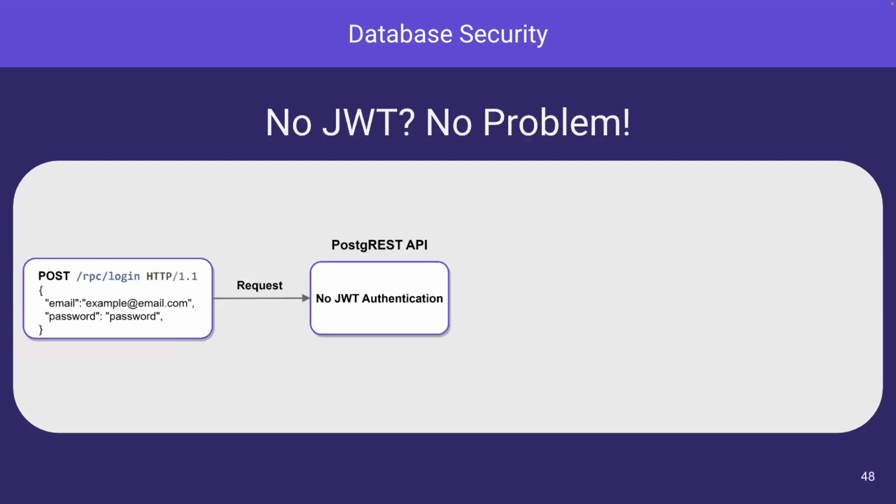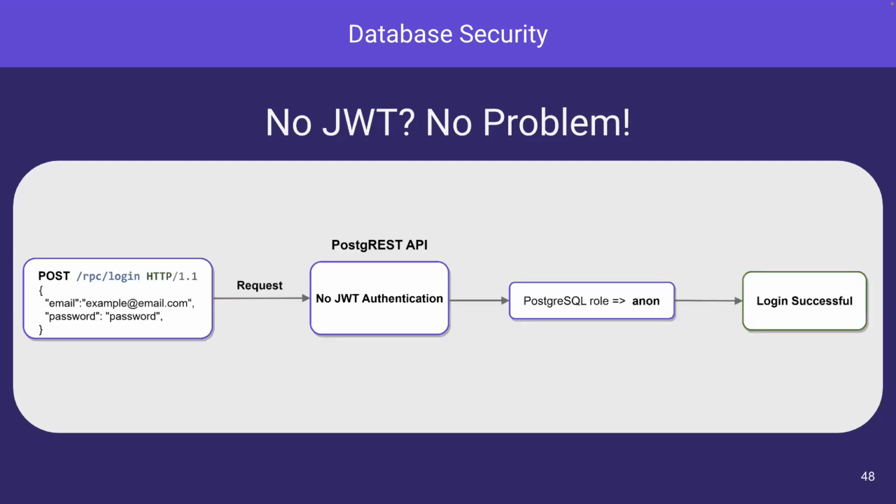When connecting to Postgres without a JSON Web Token, Postgres will connect the user to PostgreSQL's anonymous role, which has predefined limited privileges. In Tinker's case, the anonymous role is only privileged to handle user logins. When logging in, the user provides their credentials. Without a JSON Web Token in the request, Postgres assumes the anonymous role. The anonymous role has permission to check the provided credentials with the stored credentials. If they match, the login is successful.